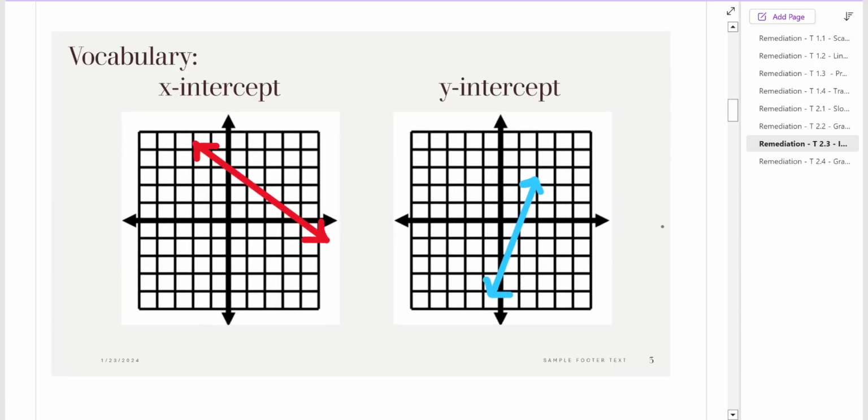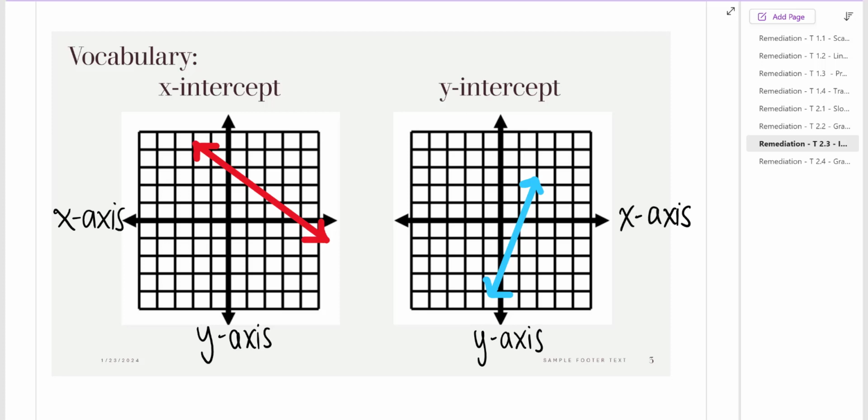So first we're going to go over some vocabulary. The first vocab word we're going to practice is an X-intercept. Now remember, the X-axis is right here on the coordinate plane, and this one is the Y-axis. So if I'm trying to find the X-intercept, then I need to look at the X-axis. Si quieres encontrar el intercept de X, necesitas buscar el eje de X.